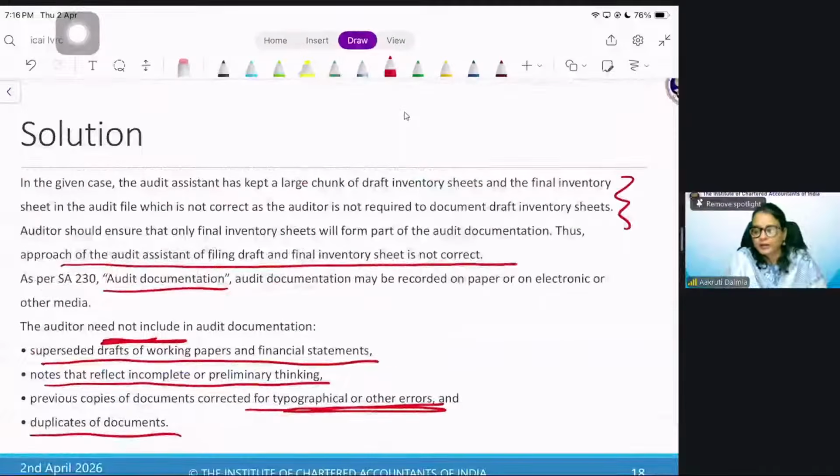So we have completed chapter number 6, that is audit documentation. Any doubt in this chapter? Or can I close this chapter? Any doubt in this chapter, students? Clear. Okay. We'll take a 10 minutes break here and be back.